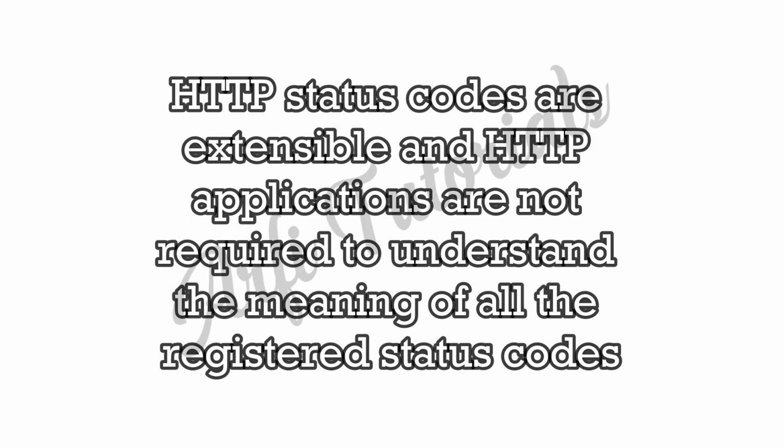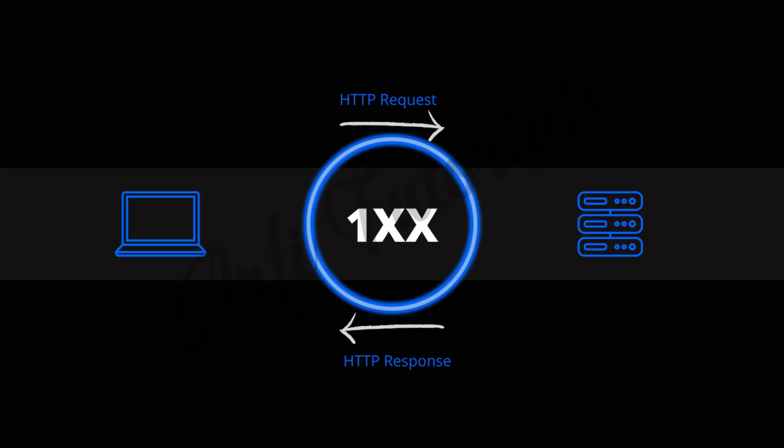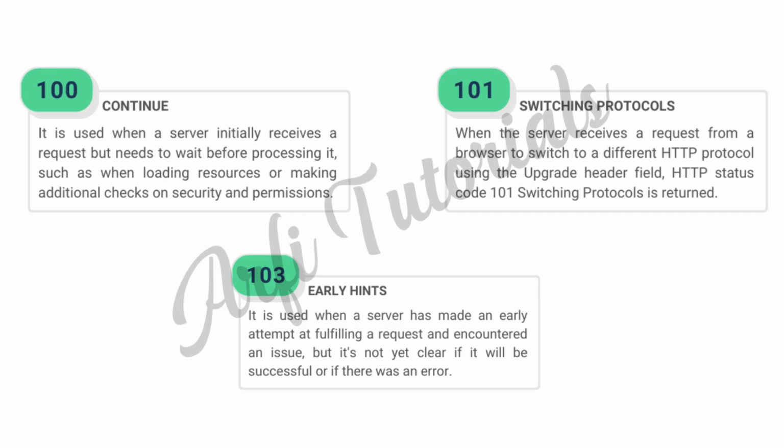HTTP status codes are extensible and HTTP applications are not required to understand the meaning of all the registered status codes. 1x informational: status code 100 means continue. The server has received the request header and the client should proceed to send the request body. 101 switching protocol. The requester has asked the server to switch protocols.